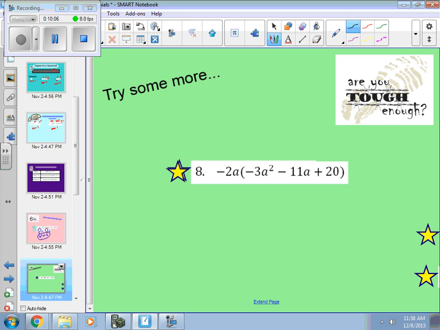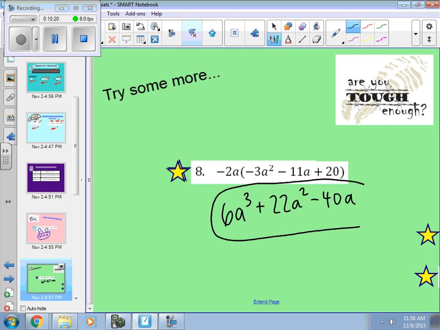If you multiply these first ones, two negatives, that's going to be positive 6a cubed. Again, if you multiply here, two negatives is going to be positive 22a squared. And if you multiply the last one, minus 40a. None of them are like terms. They all have a different degree. There's the solution.